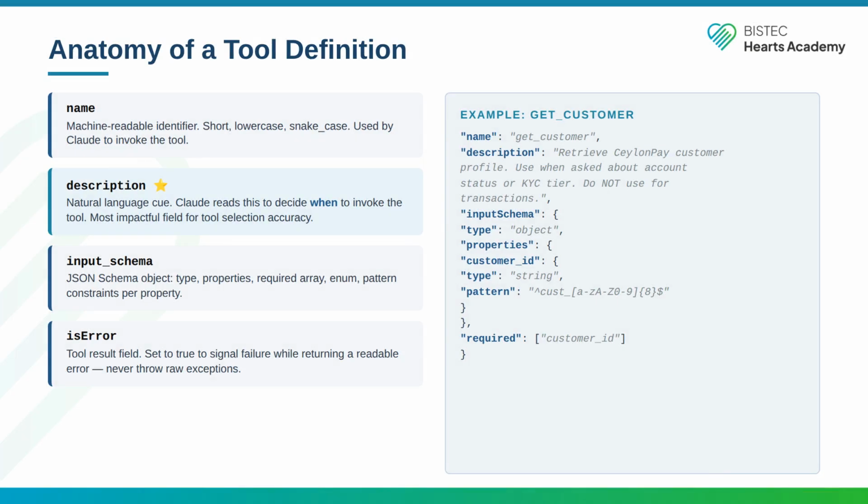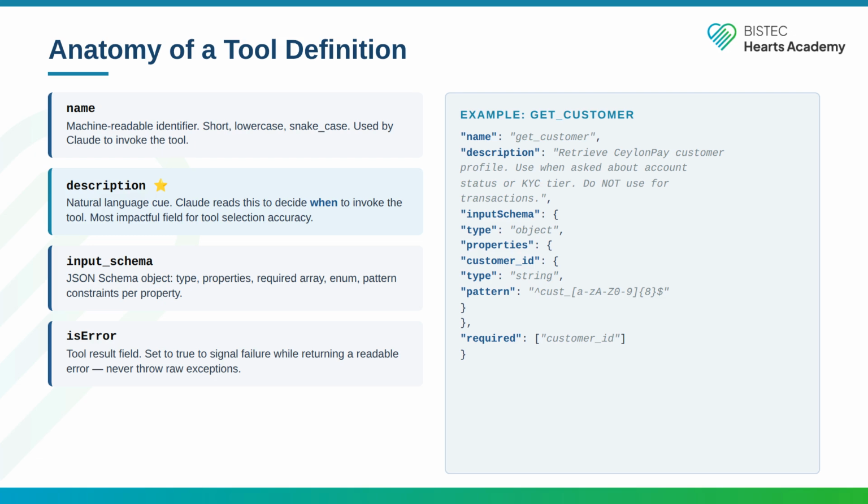This is the most important concept in the session. A tool definition has 4 parts: name, description, input schema, and the isError field on results. The name is a machine-readable identifier, short, lowercase, snake case. Claude uses this exact string to invoke the tool. Keep it concise and specific.